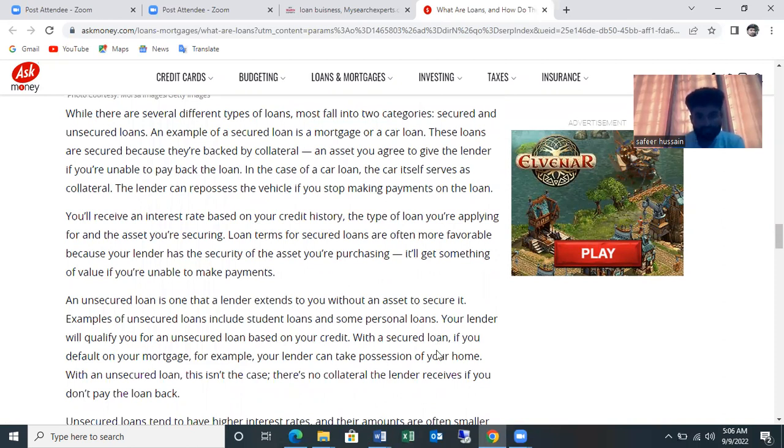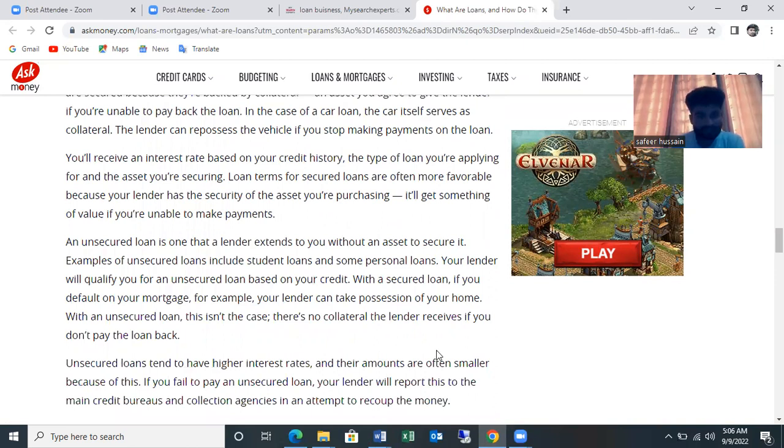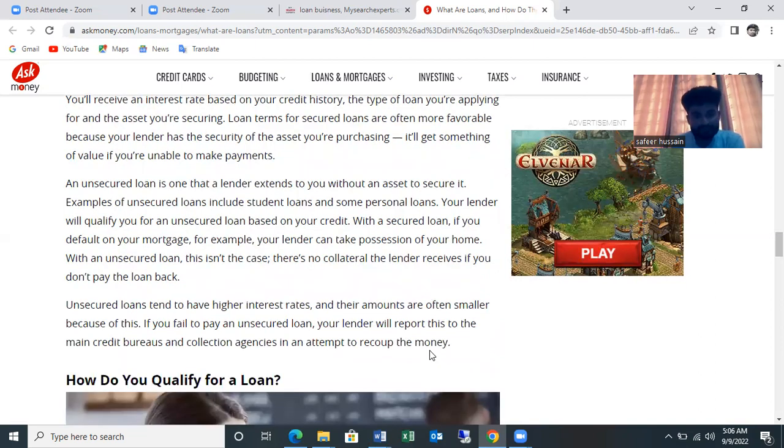With a secured loan, if you default on your mortgage, for example, your lender can take possession of your home. With an unsecured loan, this is not the case. There is no collateral the lender receives if you don't pay the loan back. Unsecured loans tend to have higher interest rates and their amounts are often smaller because of this.